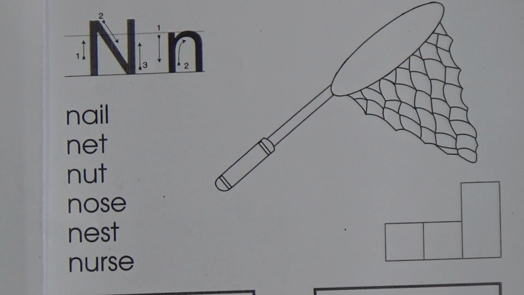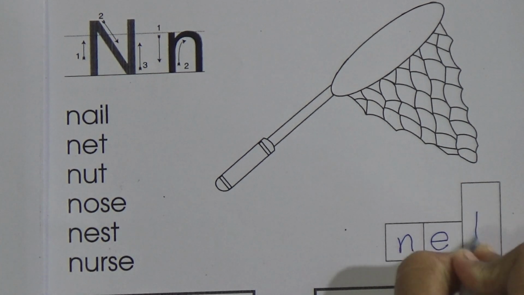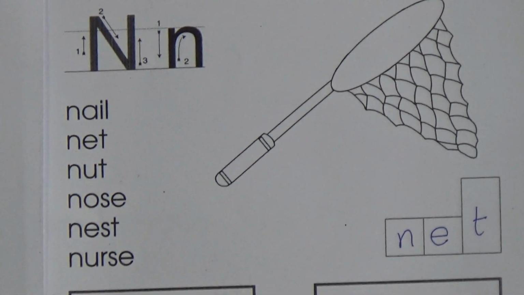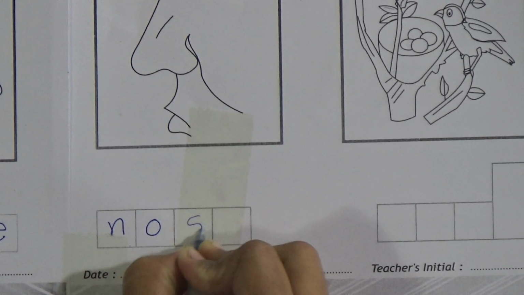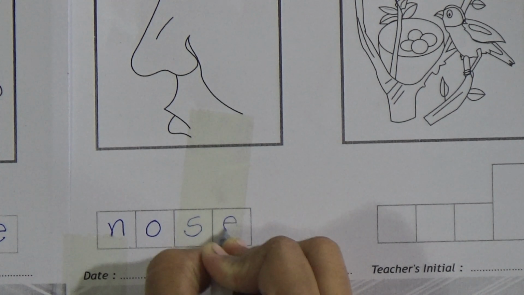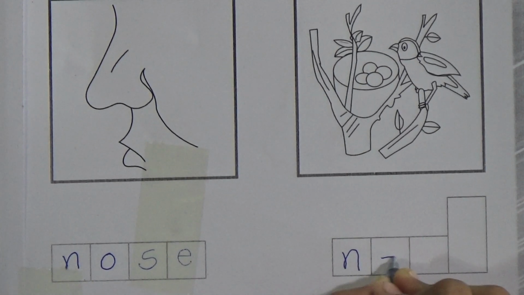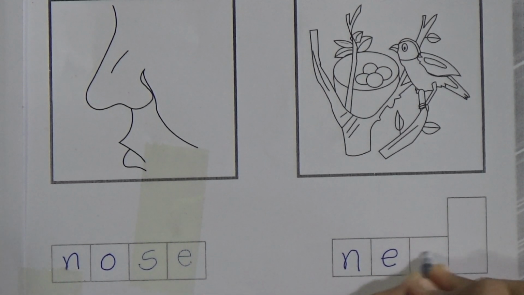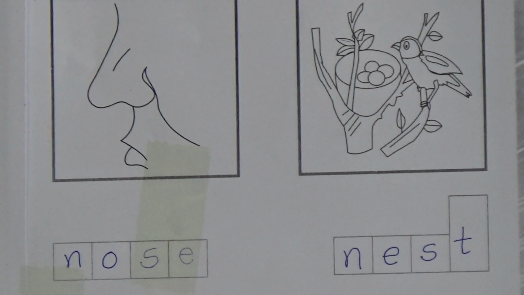Just listen, you have to color the pictures. So what is this? This is the picture of a net. N-E-T, net. This is nose. N-O-S-E, nose. And what is this? This is the picture of a nest. N-E-S-T, nest. So N for net, nose, nest.